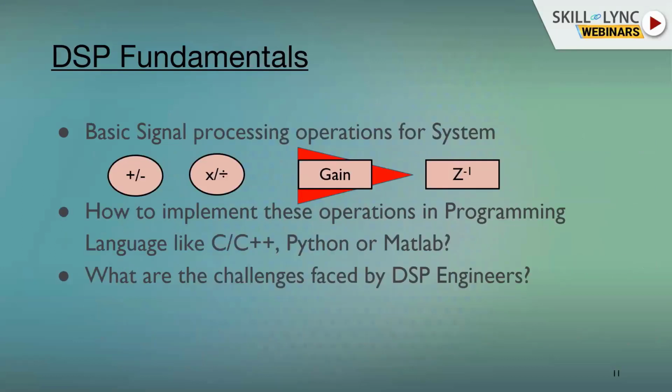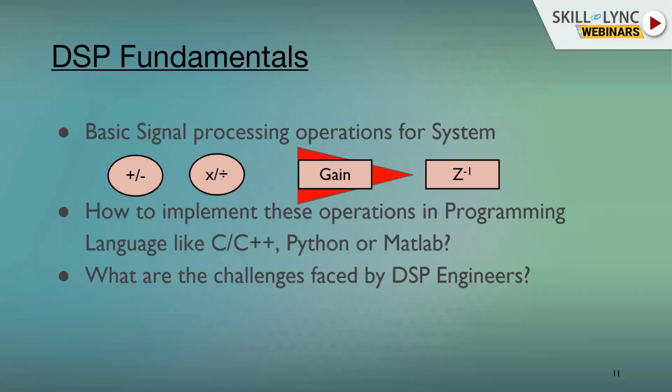Okay, so what are the fundamental operations that DSP can perform? The basic fundamental operations, which all of us know, are addition, subtraction, multiplication, division, and we also have something called a gain factor, and we have some delay elements. These are the basic operations of a DSP system. Why do we need the delay elements? I'll cover that in the next slide when we get to the filter.